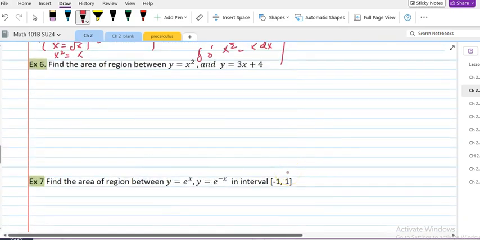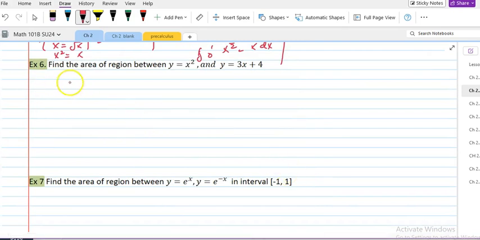Example 6: find the area of the region between x squared and 3x plus 4. So let's do a quick sketch. Y equal to x squared is this. Y equal to 3x plus 4 would be a 4 here, and then kind of like this. They have two points of intersection, where the line 3x plus 4 is on top of x squared. So again, we have to find the points of intersection.